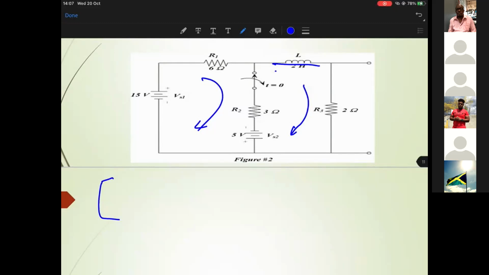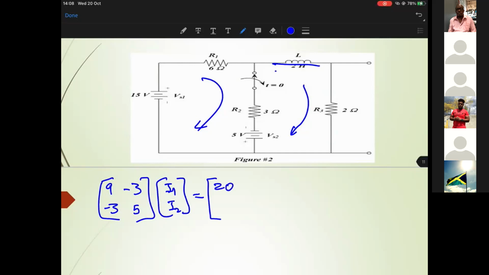So that would be 6 plus 3, which is 9 for A. Yes, and then you have minus 3 and minus 3, and then you have 3 plus 2, which is 5, and that would be I1, I2 equal to 15 volts. 15, yeah, 20. That's a voltage rise. And where you have minus 5 in this.